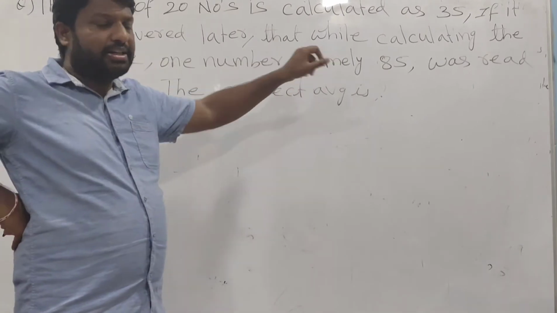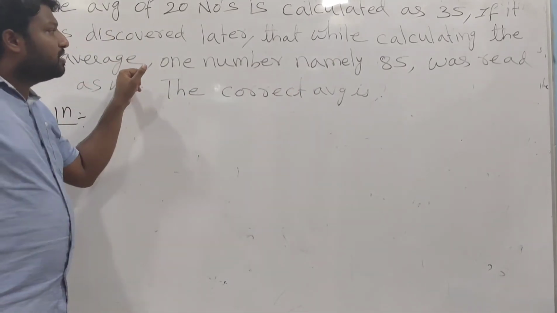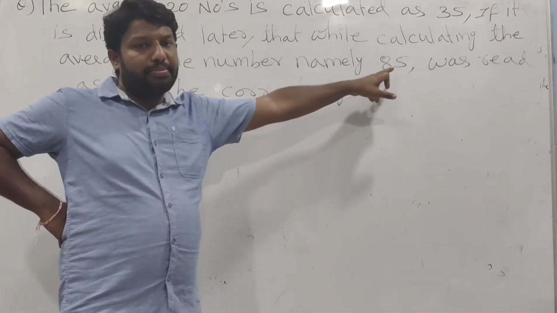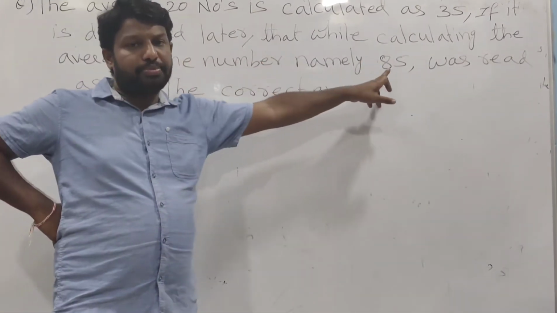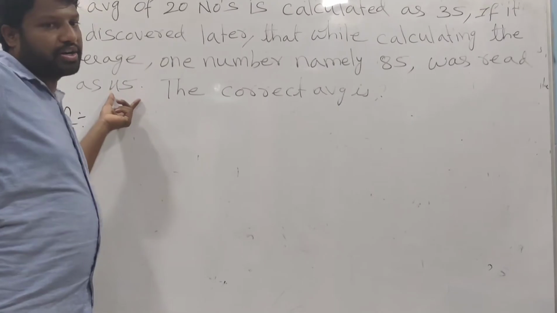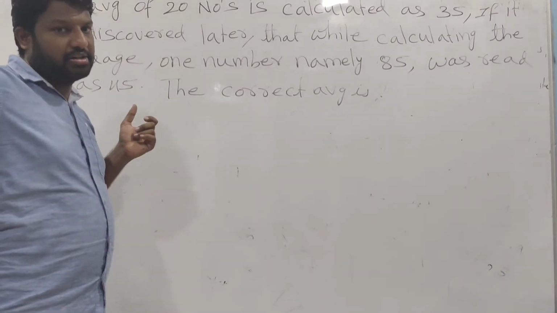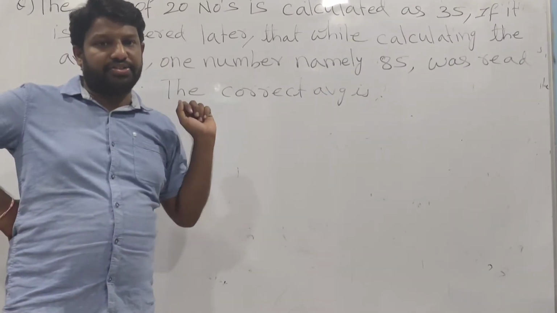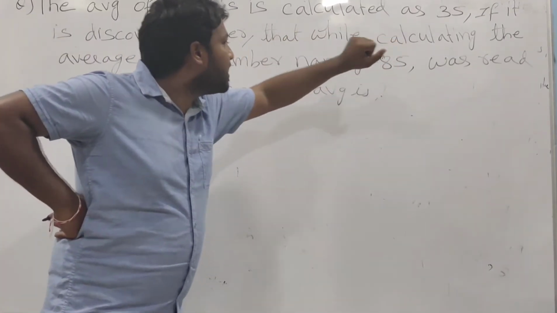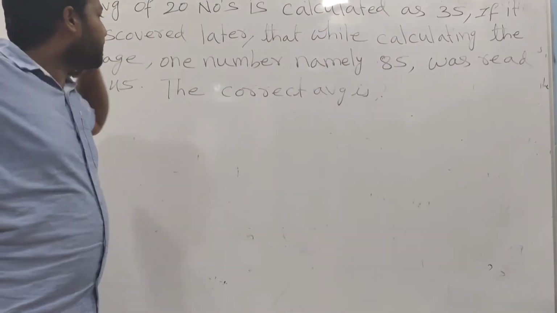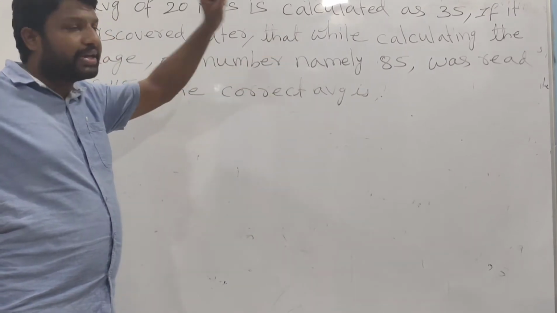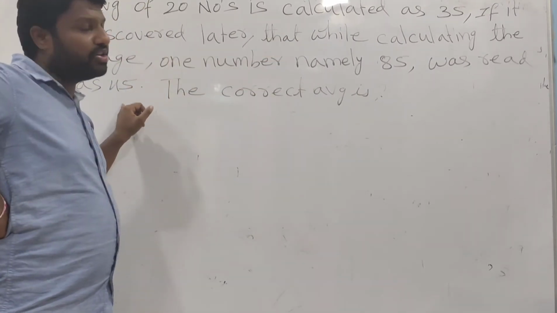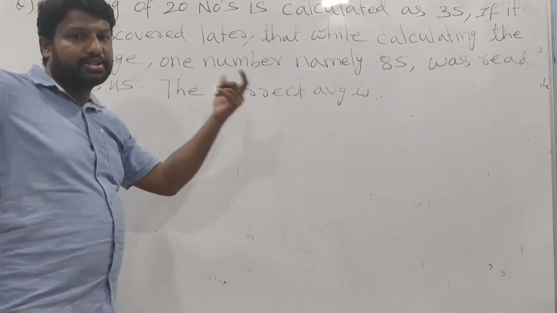While calculating, wrongly they have taken what number? One number, namely 85, was read as 45. Actually it should have been 85, but it is taken as 45. So that is a calculation error. Now they are asking what is the correct average. We got the average as 35 because we have taken 45 instead of 85. Actual number should be 85, but they have taken 45. So now he is asking what is the correct average.